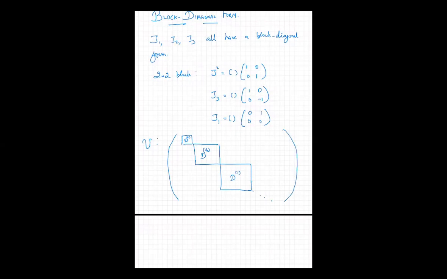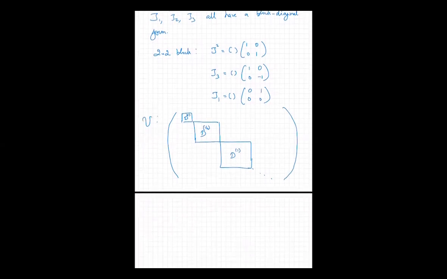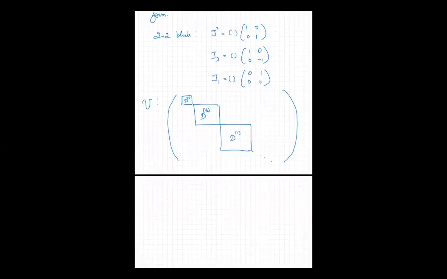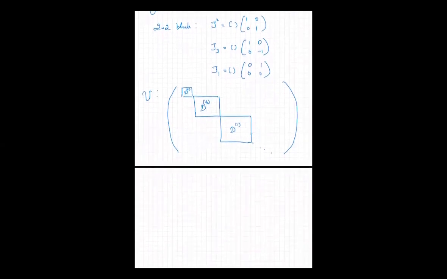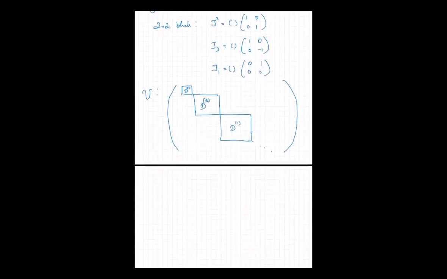So we call these Ds different representations of rotation. Okay, so I will explain what this means, but I want to stop here and ask if there are any questions about the structure of these matrices before I move on. Any questions or any comments?